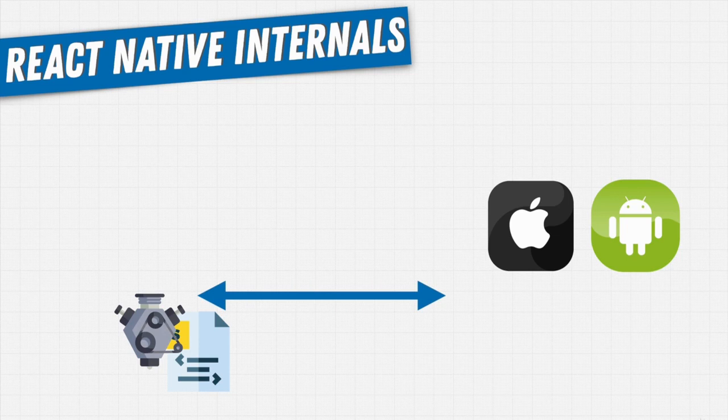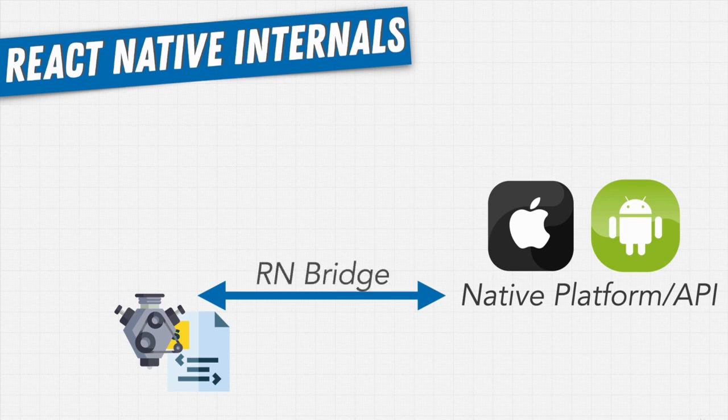And remember that the phone only understands Objective-C or Swift or Java or Kotlin. So what happens is we have the native platform API that the developers at Apple and developers at Google have created for their own operating systems. And then React Native has this thing called React Native Bridge. And this React Native Bridge is written in C++ and Java to communicate.